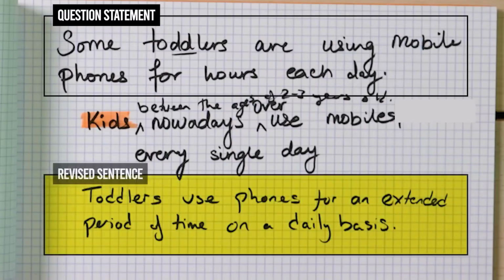So your problem is that, again, the size of the buckets are massive compared to what you're actually trying to describe. Okay. So let's rewrite it a little bit. It's a little bit simpler. Toddlers use phones for an extended period of time on a daily basis.